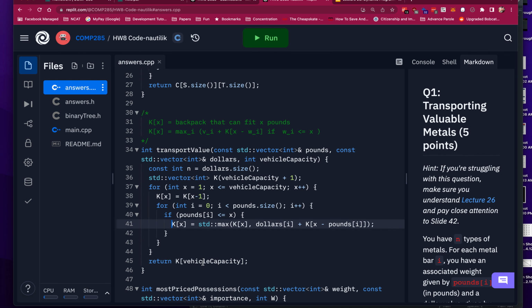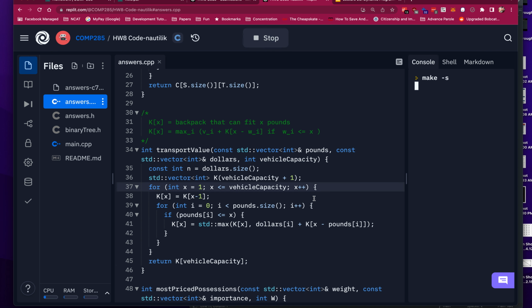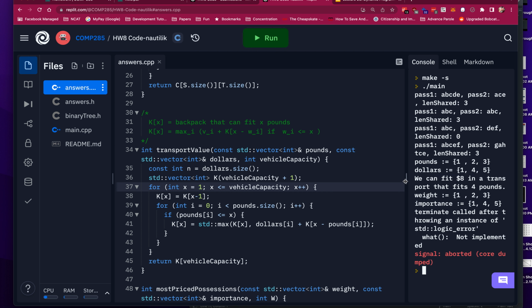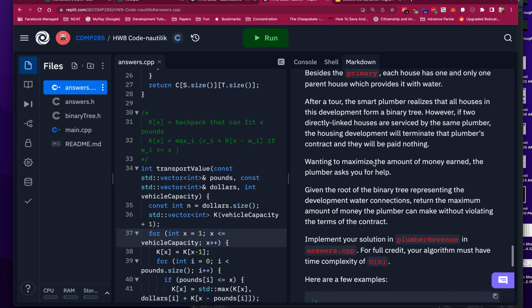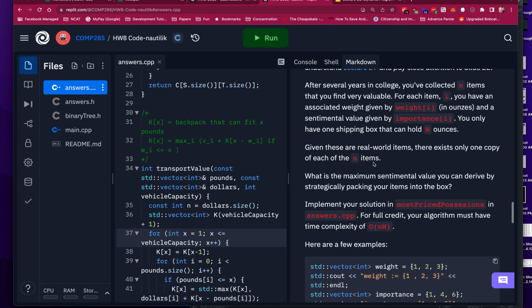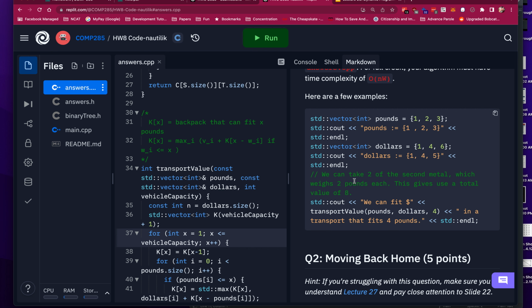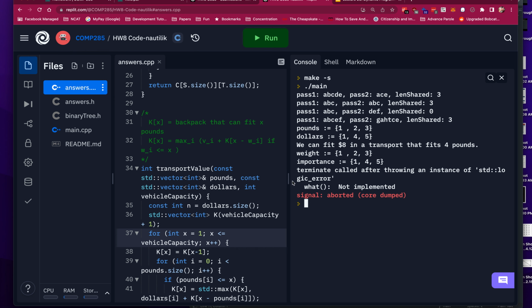So what is the biggest value I can get for a backpack of vehicle capacity size? Again, pretty straightforward code, and you can run it, and you'll see you can fit $8 that fits 4 pounds, and I believe that is the correct answer here. So you should be able to fit 8. So you should get 8. It gives a total value of 8. So at least for this, that's the correct answer.